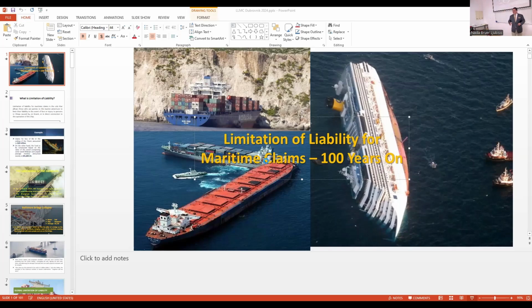But the question is for which claims, not for every claim. Claims subject to limitation, because we have to be a bit brief: loss of life or personal injury, and loss of or damage to property, and consequential loss resulting therefrom. And it says, loss of life or personal injury occurring on board the ship or in direct connection with the operation of the ship. So what do we mean by in direct connection with the operation of the ship?